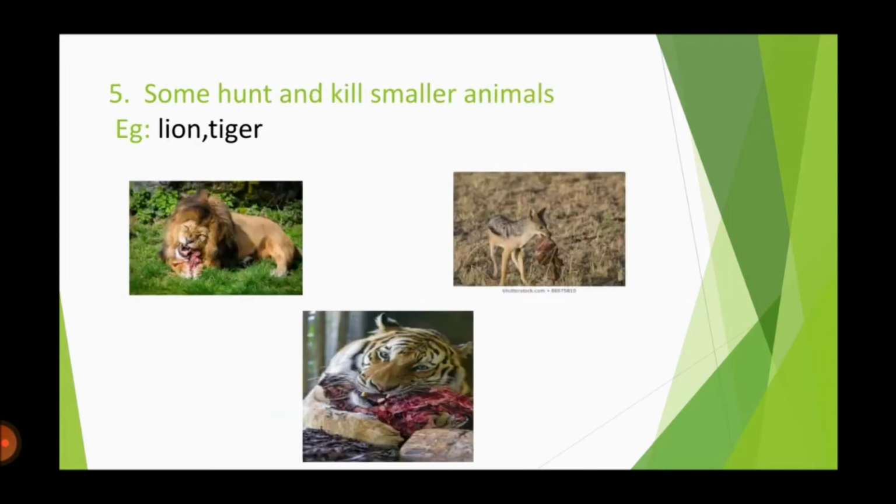Some hunt and kill smaller animals. These are the predators. They eat meat, and they kill other animals for their food. So they hunt and kill smaller animals. Hunting is a process in which bigger animals having more power capture smaller animals, tear them, and eat them. Some examples are the lion, tiger, etc.